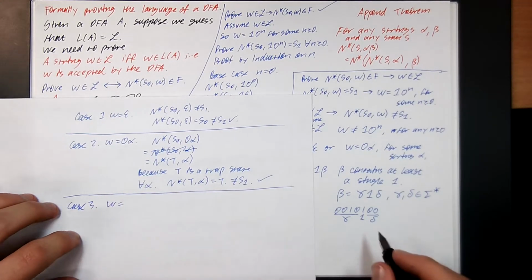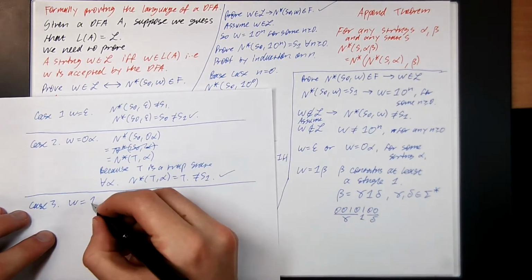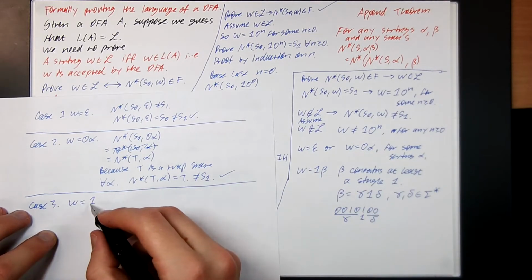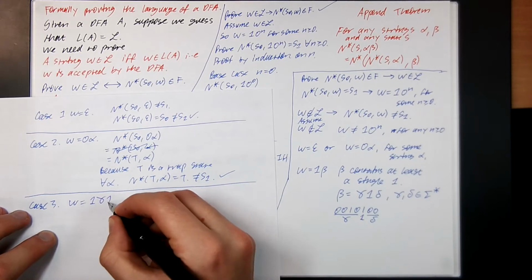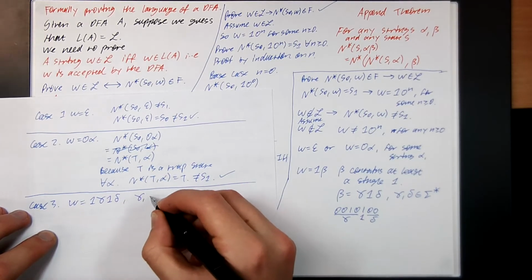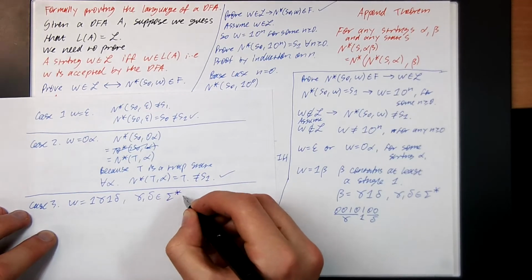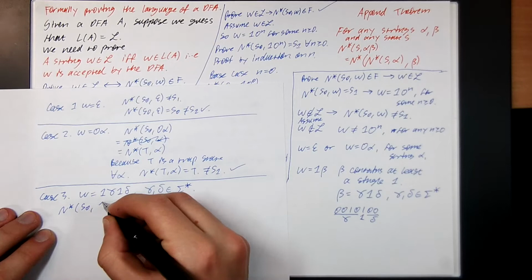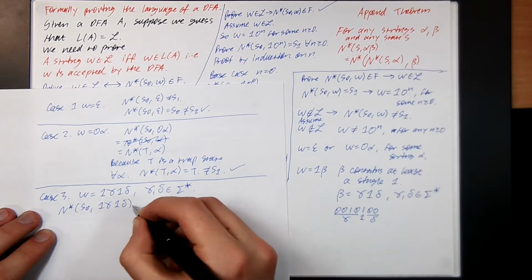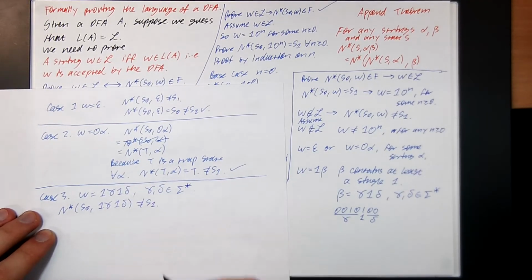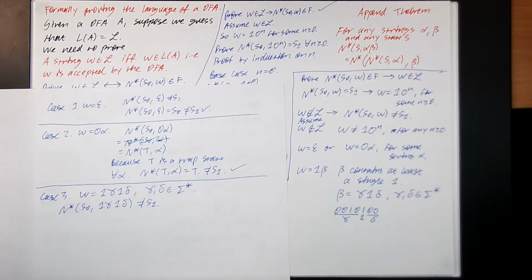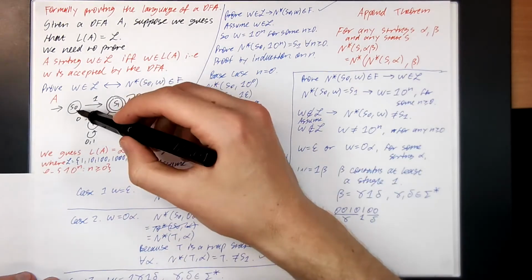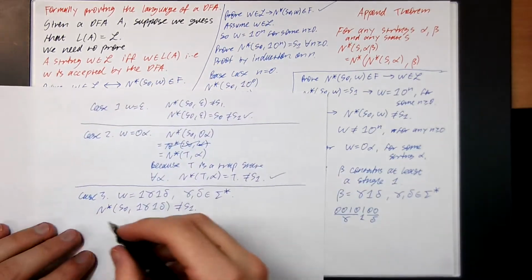W is equal to 1, followed by beta, where beta contains at least a single 1. So W is going to be equal to 1, gamma, 1, delta, where gamma and delta are just some strings. Okay? So we want to prove n star of S0, 1 delta, 1 gamma is not equal to S1. How can we do that? Well, first off, where does the 1 take us? If I'm in S0 and I see a 1, I go to S1.